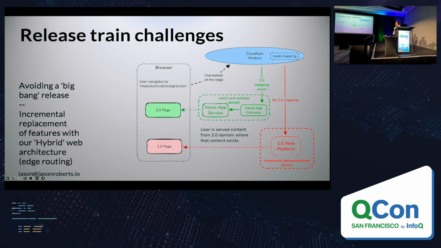The other aspect here was because we did not want to do a big bang release, we incrementally replaced features for the website, which is why half of the room stayed, half had to leave. But in doing that, we introduced a hybrid web architecture. We used edge routing, but this meant making sure that both systems had context awareness of each other in order to be a seamless interface to the user. This also introduced a challenge to how we release our software.